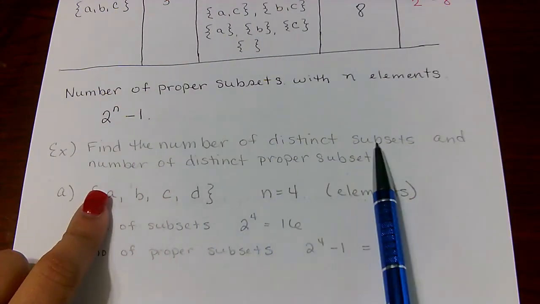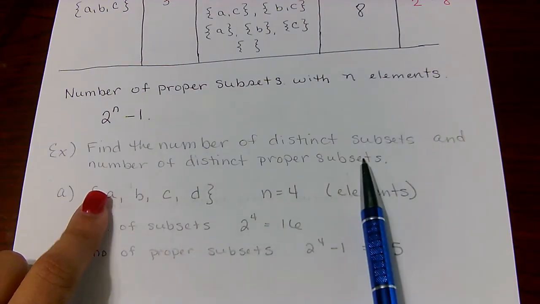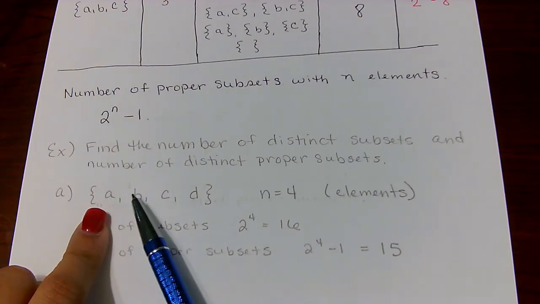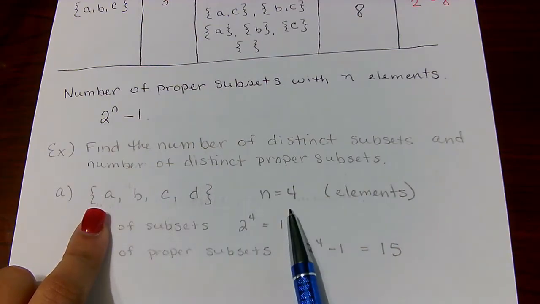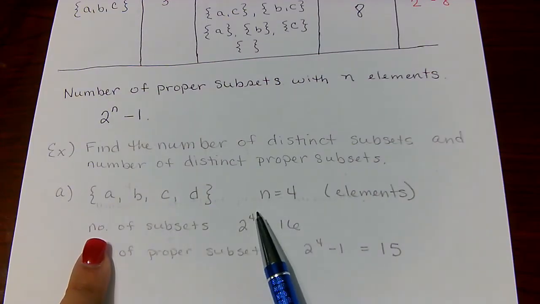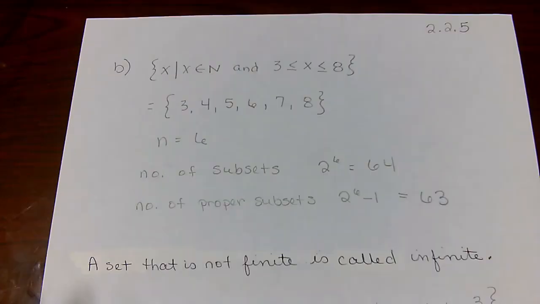Okay, let's find the number of distinct subsets and the number of distinct proper subsets. So here I would count how many elements we have. We have 1, 2, 3, 4 elements. So the number of subsets would be 2 to the 4th power, or in other words, 16. The number of proper subsets would be 16 minus 1, and I would get 15.